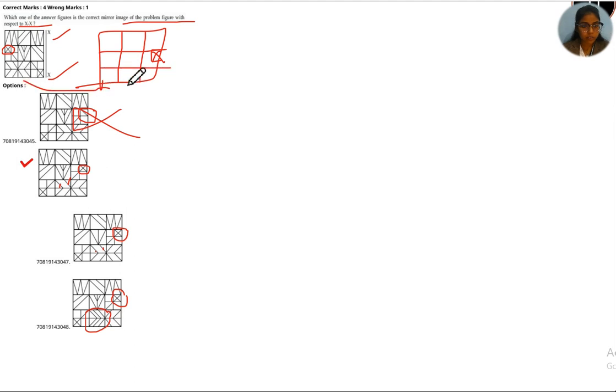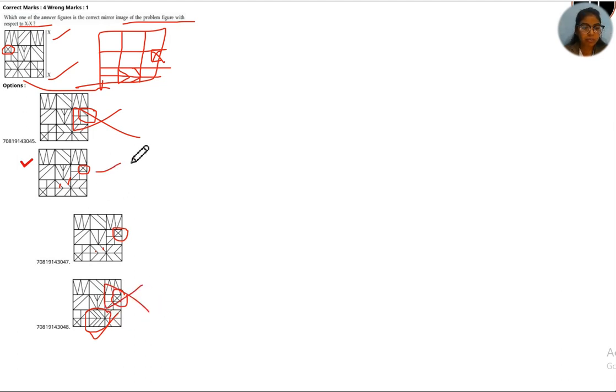Okay, let's do the mirror of this one. So there is a line like this. Okay, so we're getting only two lines, but here they have shown three lines. So that's why option D is wrong.